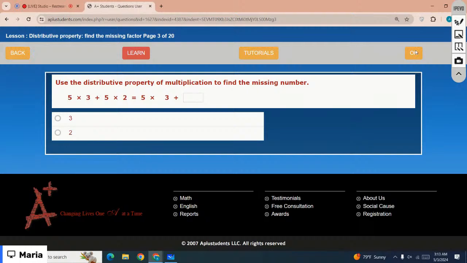Okay, use the distributive property to find the missing number. So which number is missing? Yes, the missing number is 2. The correct option is 2. 2 is the missing number, right?